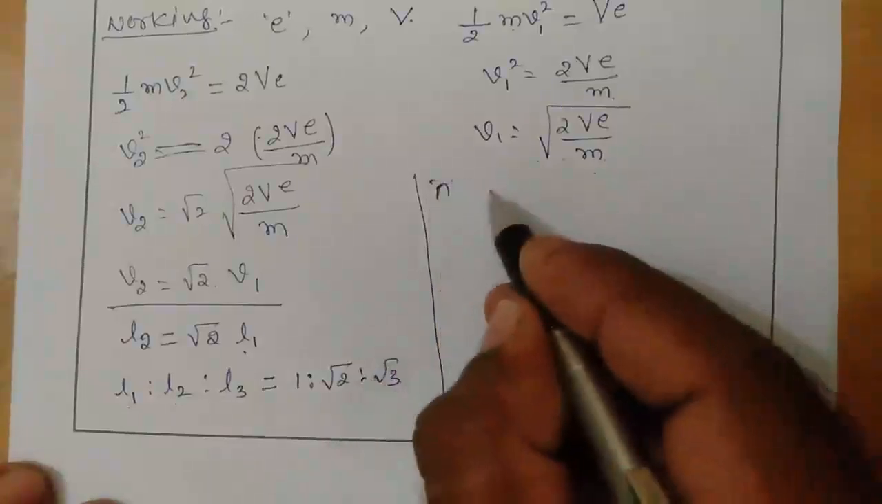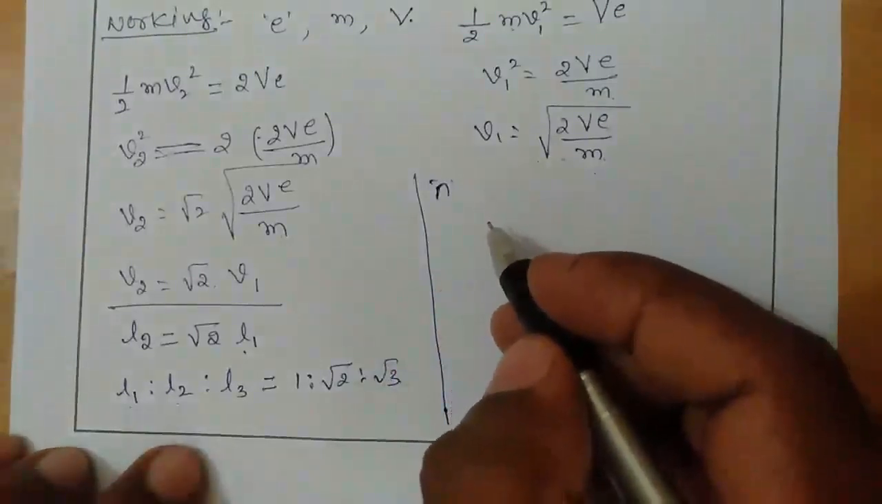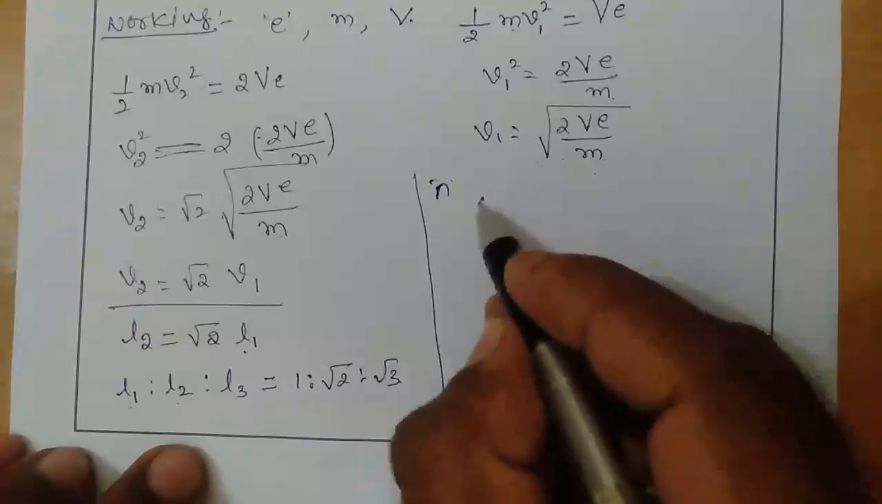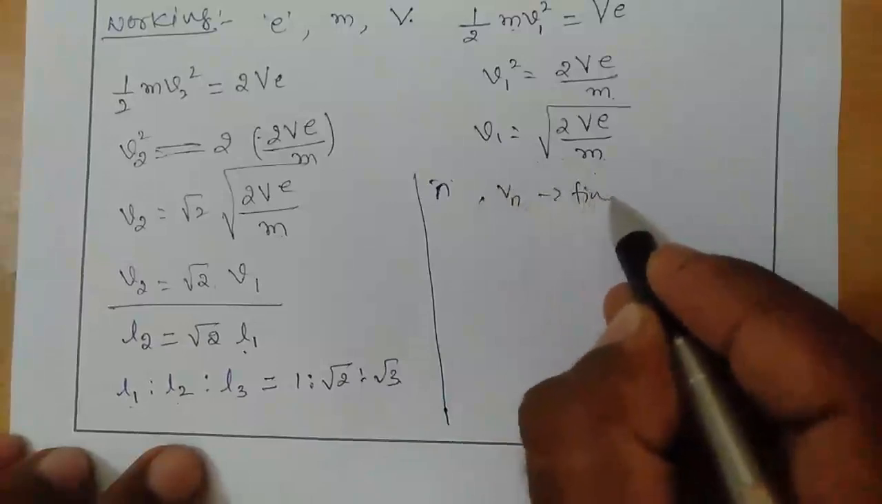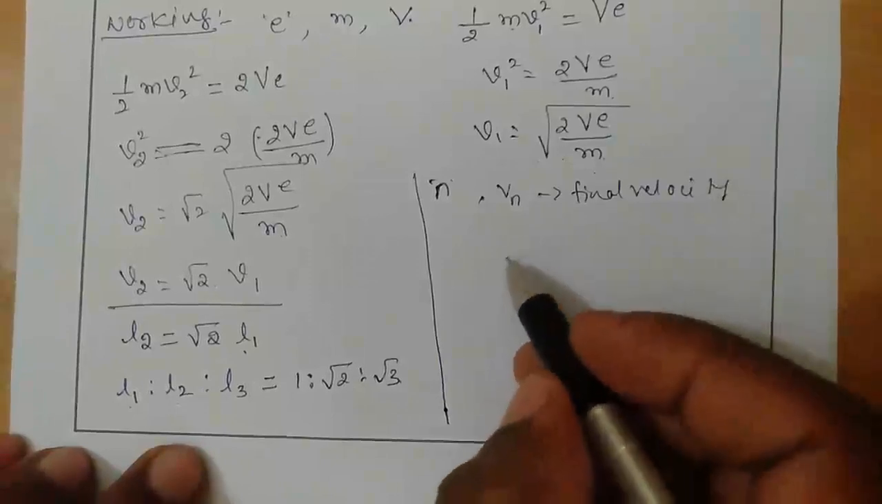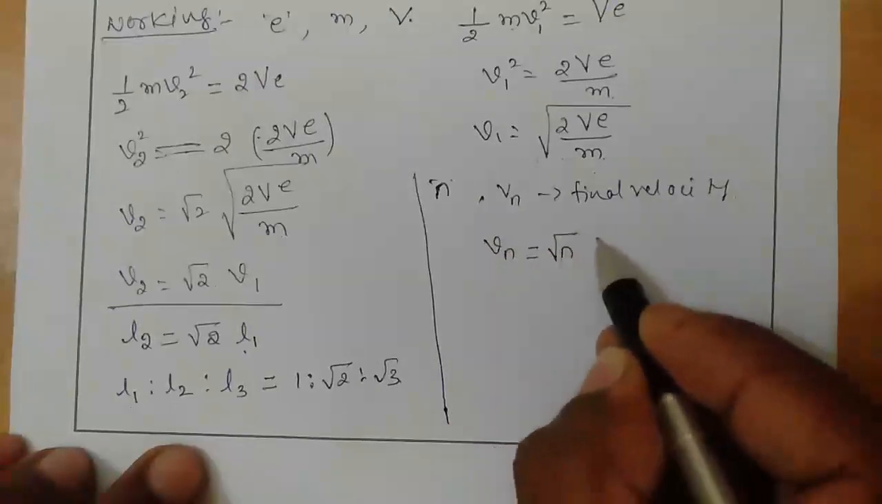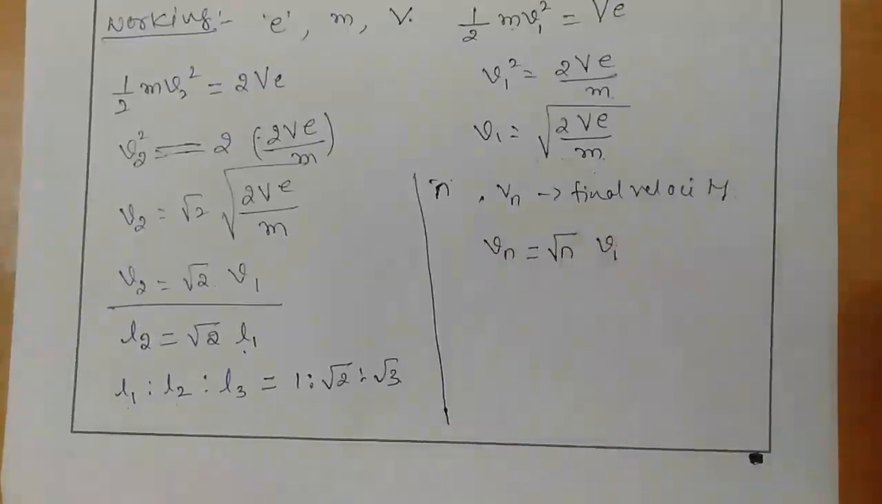Now if there are n number of gaps encountered by the charged particle when it travels in the accelerator, and Vn is the final velocity, then we can write the velocity of the charged particle as soon as it emerges out from the nth tube will be equal to square root of n times the velocity of the charged particle in the first tube. Since the ions are traveling with gradually increasing velocities through the successive tubes, it is necessary for the length of the tubes to maintain a resonance condition.